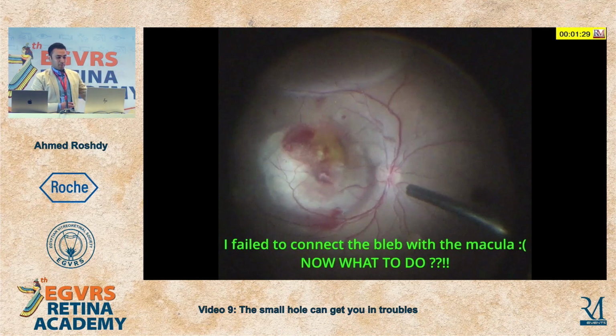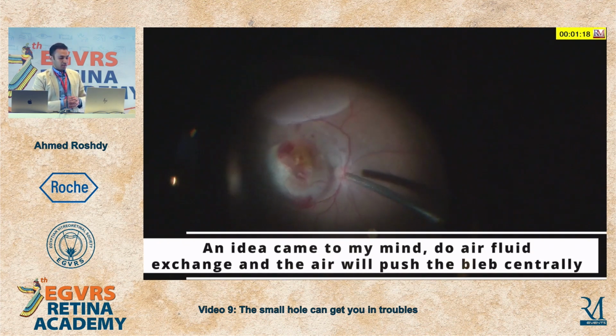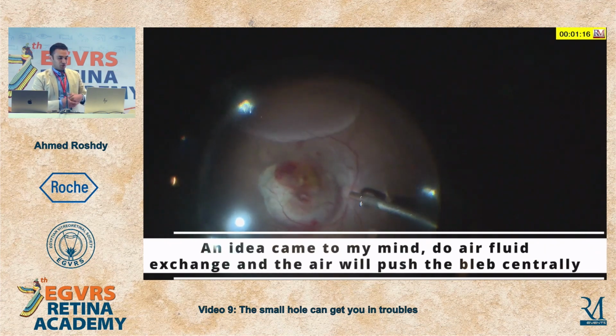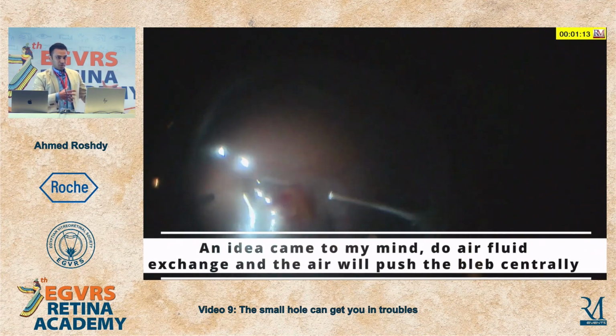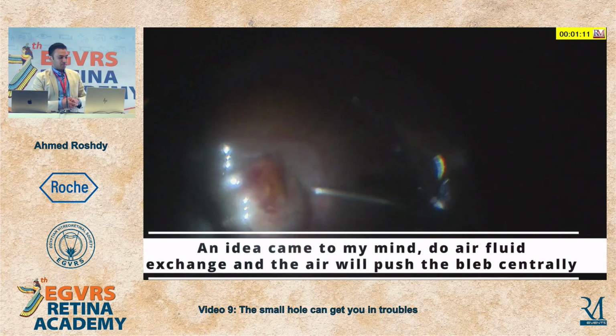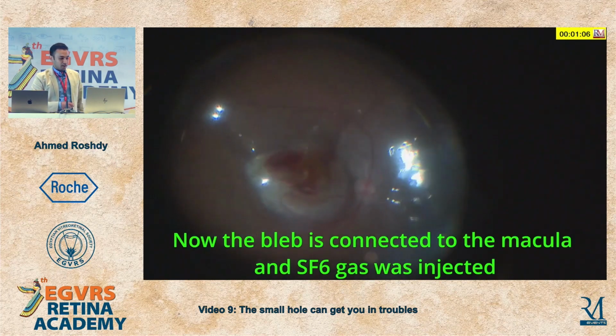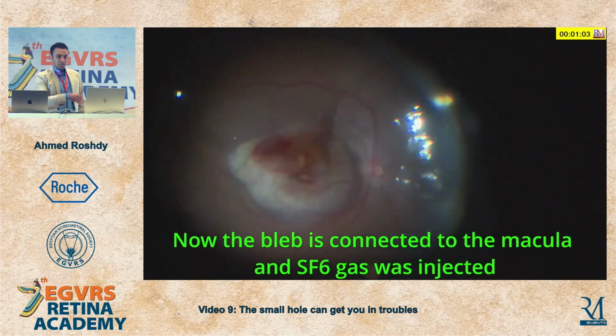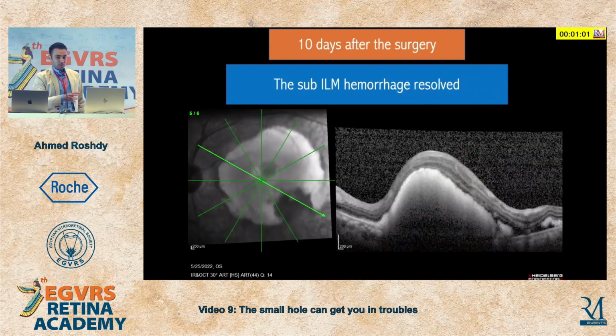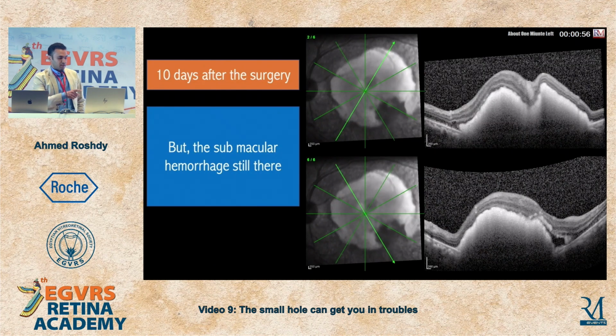So now I have the submacular hemorrhage, I have the subretinal bleb. Now at this moment, I feel stuck in my surgery. I was not able to connect them together. So I decided to just do an air fluid exchange, and the air will push the TPA towards the macula. And after doing air fluid exchange, now you can see that the area of the submacular hemorrhage is connected to the subretinal bleb. And I injected C2F6 gas.